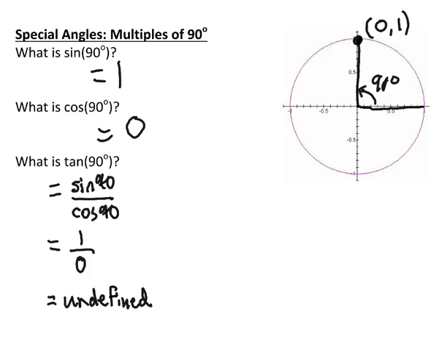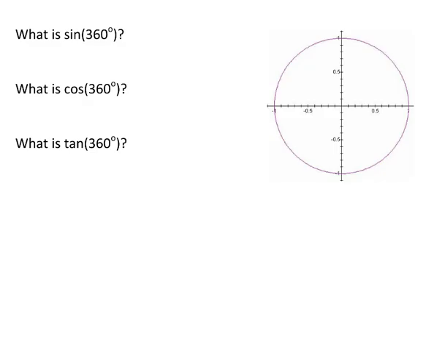Try it on your calculator. If you try and do tan of 90, you'll get a math error, right? But that's because it's not defined, because it's sine of 90 over cos of 90, which is 1 over 0. Let's try one more multiple of 90.